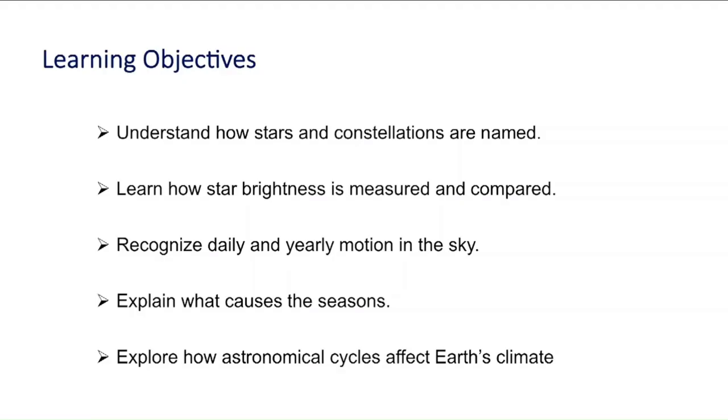So, by the end of this chapter, you should be able to answer some very practical questions, like how stars and constellations got their names, or why some stars appear brighter than others. You will also understand the daily and yearly motion of the sky and how all this ties into Earth's climate and seasons. It's all connected, and you are going to start seeing those patterns.